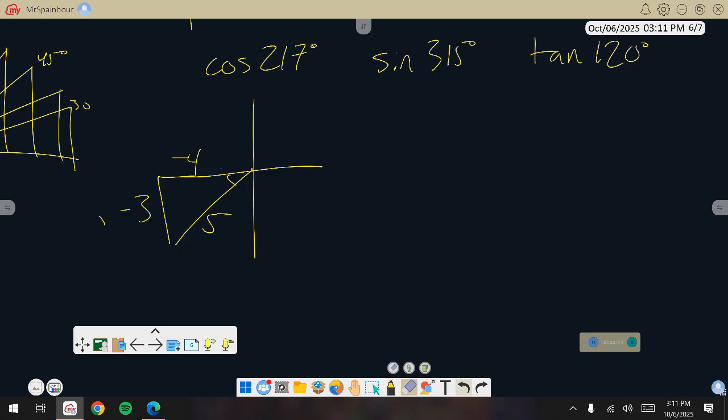-4/5, yeah. Adjacent over hypotenuse. Okay, what about the sine of 315? One thing you will note, okay, there's 90, there's 180, there's 270. How much do I have left over? I think I have 45 left over, which means this is a 45 degree.